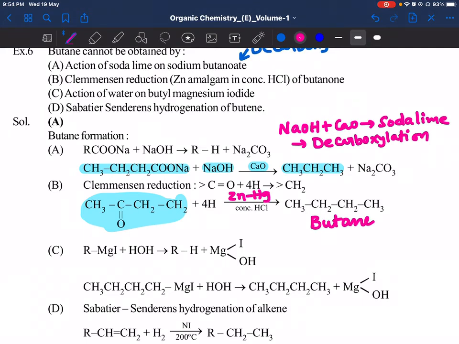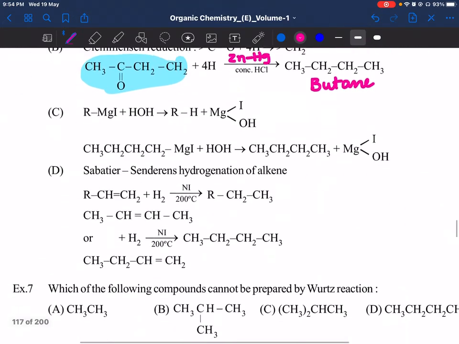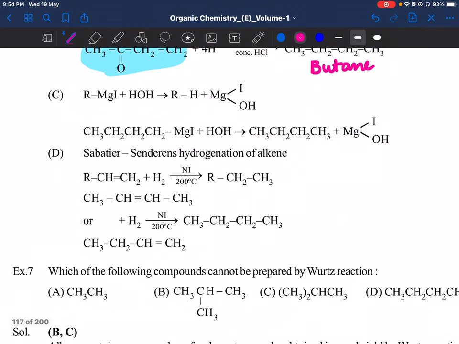Next, action of water on butyl magnesium iodide. We already discussed this topic in the above reactions. Here magnesium gets a positive charge and the alkyl group gets a negative charge. Water contains a proton and a hydroxy group. The H plus and this minus combine together, and it gives butane. It is giving butane. Okay, students.